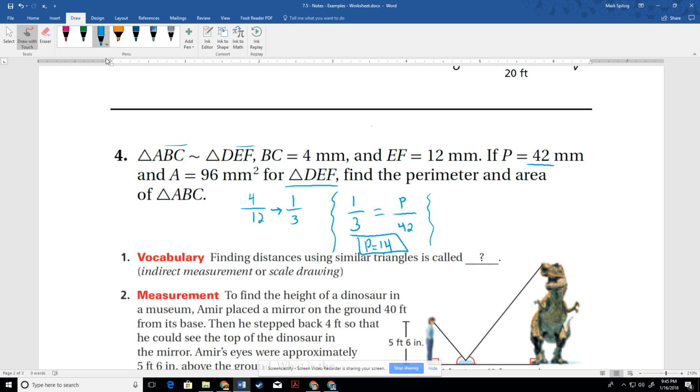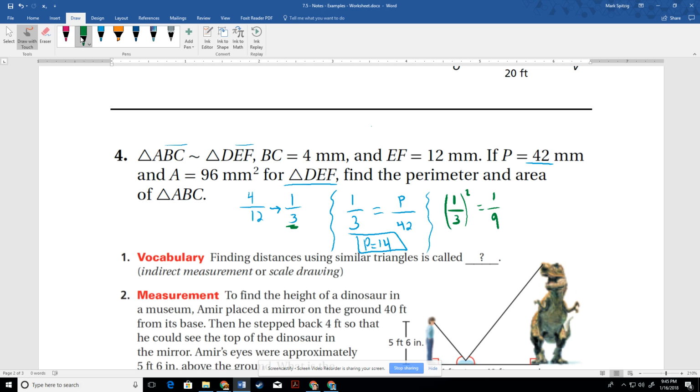Okay. Secondly, it gives me the area. So now the one thing we need to keep in mind is that the similarity ratio is 1/3. And that is the same thing as the perimeter ratio, but it's not the same thing as the area ratio. So to find the area, the ratio of the area is going to be the similarity ratio of the perimeter or of the sides, but squared. So the first thing I'm going to do is square it. So that's going to be 1 squared over 3 squared, which is just going to be 1 over 9.